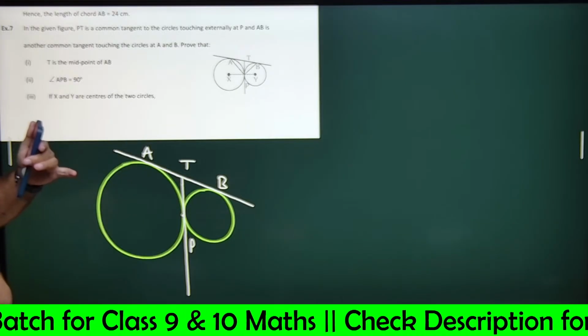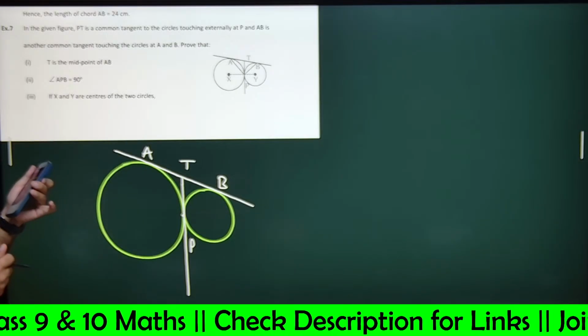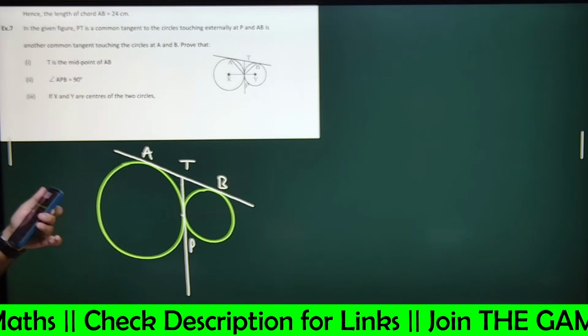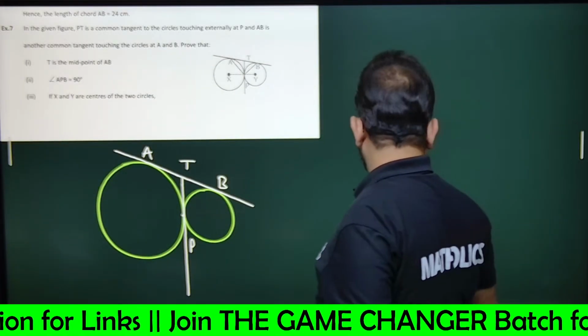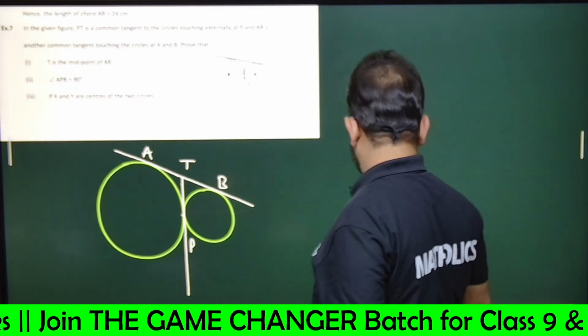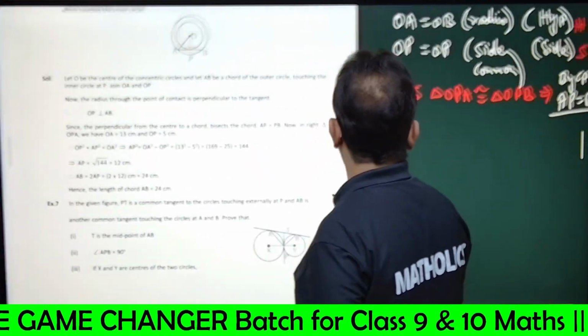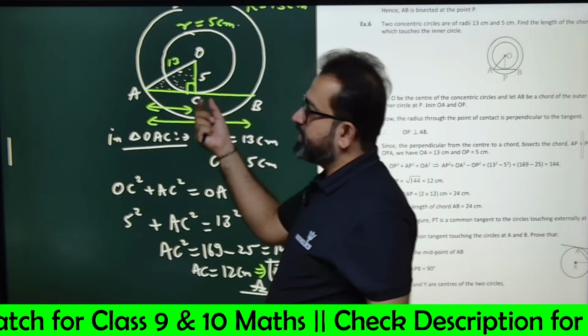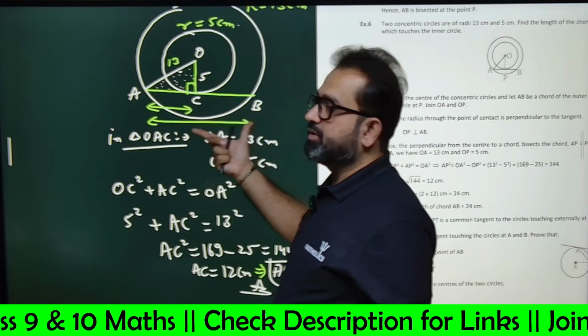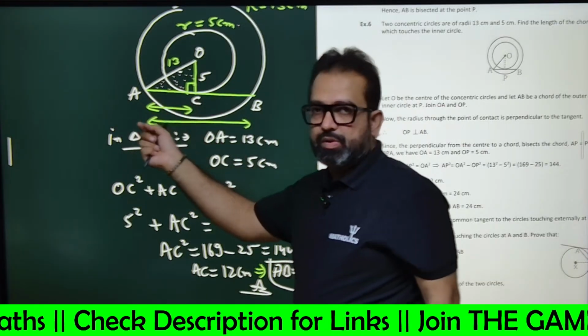Yes or no? 12 plus 12 or 12 into 2? Yes, exactly the same, twice of that. In that question, this was the question, right? This AC is half of AB. So if you have to find AB, you just have to double AC. AC was 12, so AB is 24.